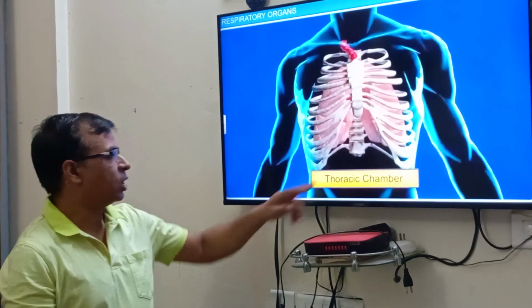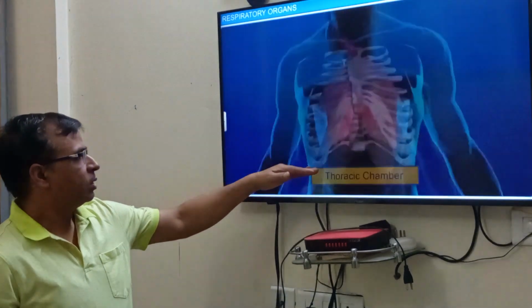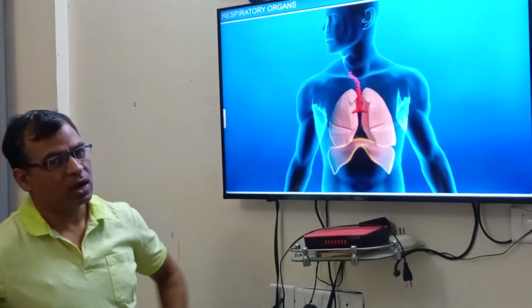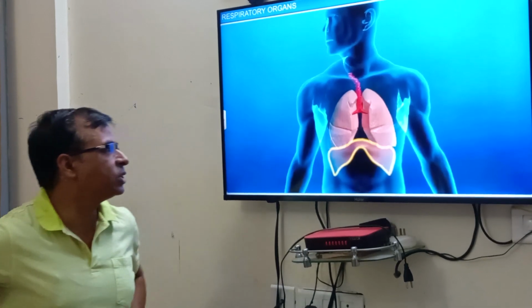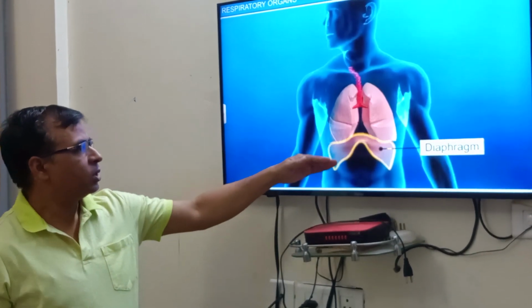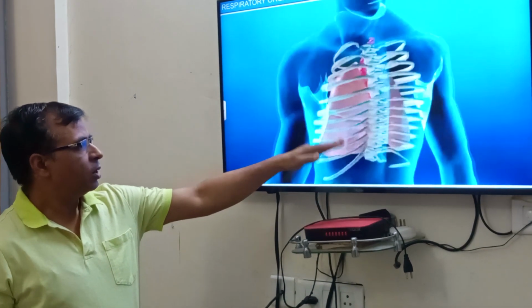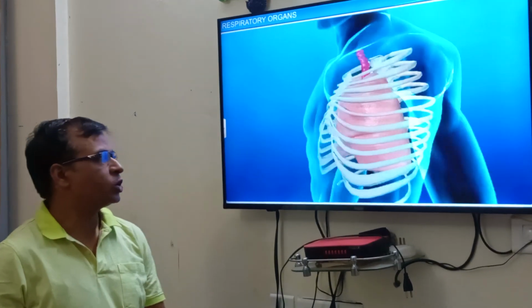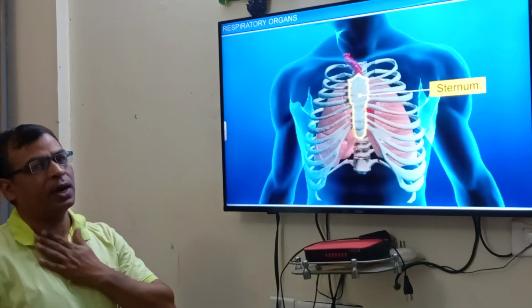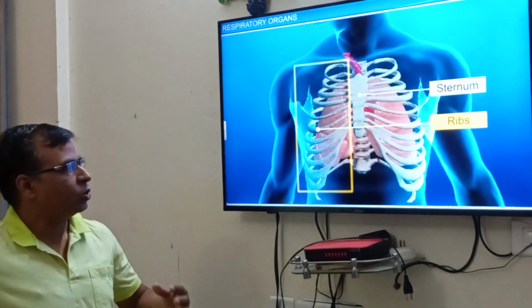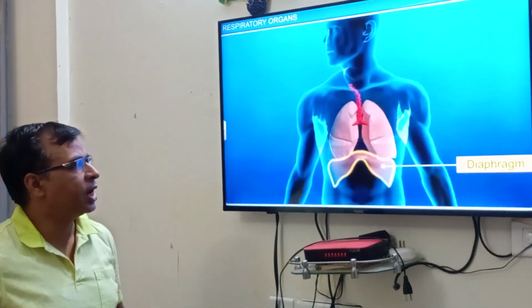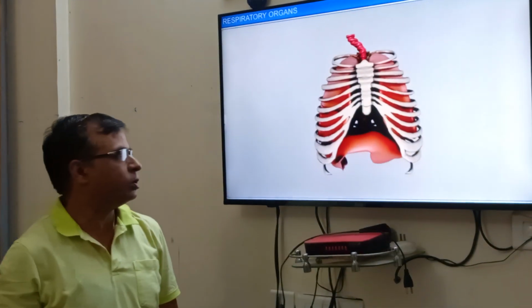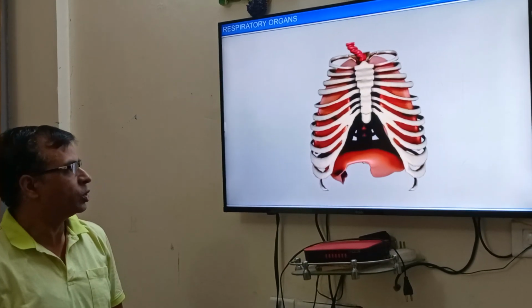And this is the thoracic chamber. In the lower side there is a diaphragm, and in the lateral sides there is the rib cage. The diaphragm divides the abdominal cavity and the thoracic cavity. In the posterior side there is the vertebral column, and anteriorly there is the sternum. So, rib cage or ribs in the lateral sides, the diaphragm in the lower side, and dorsally the vertebral column.